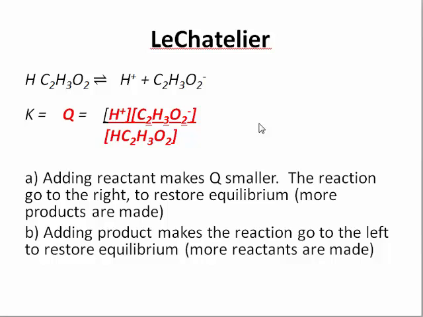So in any equilibrium, you can anticipate making the reaction go to the right by adding reactant, or go to the left by adding product. Likewise, if you remove reactant, you can also make a reaction go to the right.